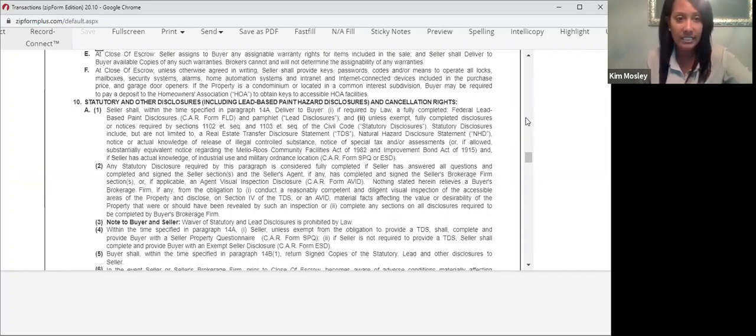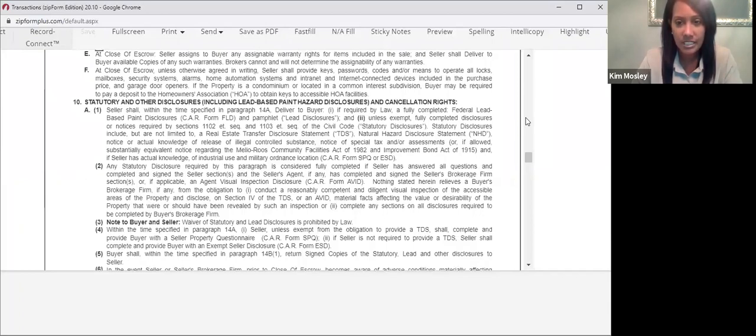So I want us to go over this, talking about statutory and other disclosures, including the lead-based paint disclosure. Okay, so in 10A1, seller shall, within the time period specified in paragraph 14A, deliver to the buyer, if required by law, a fully completed, basically lead-based paint disclosure. Okay, that's form FLD and the pamphlet. Unless exempt, fully completed disclosures or notices required by sections 1102 and 1103 of the Civil Code.